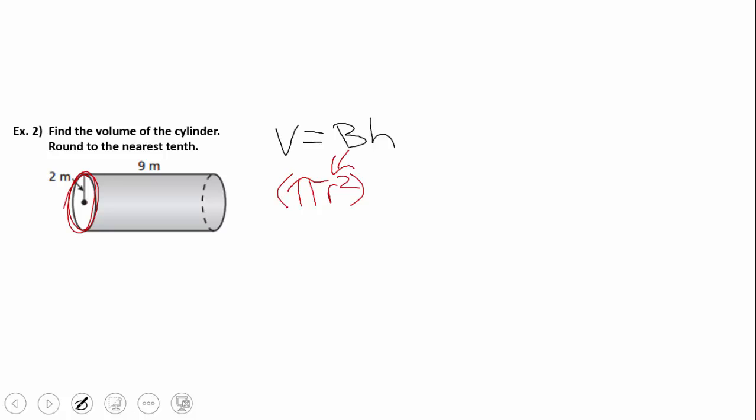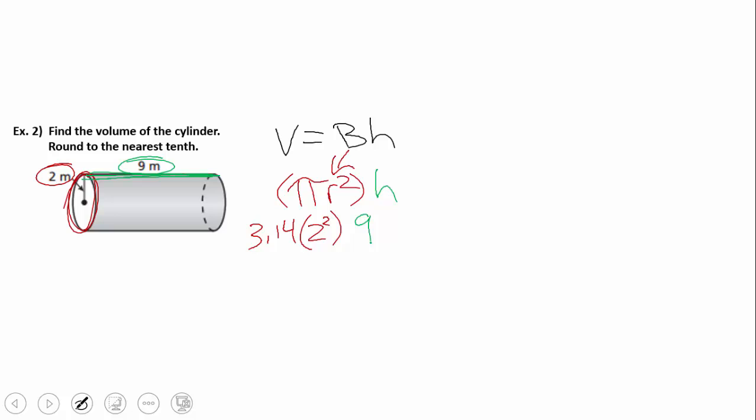We recognize that once again, they're nice. They gave us the radius. So I have 3.14 times the radius, which is 2, squared. And then our height right here, the distance between the two opposite, parallel, congruent faces that we call bases, happens to be 9.